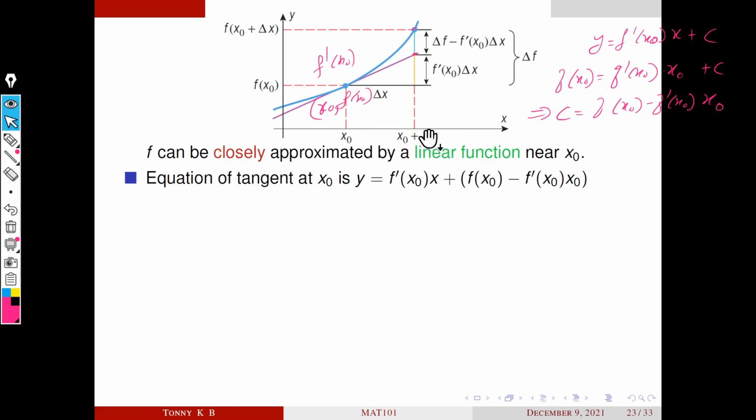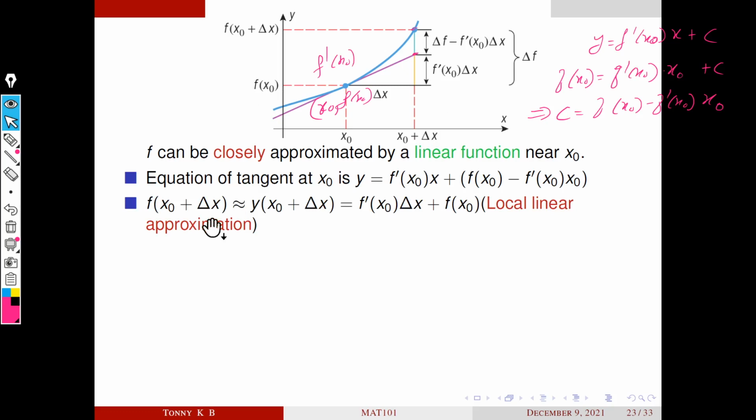Then you can approximate the value using the corresponding tangent value, because this tangent is known. So what is approximation? Approximation means we have to find f of x0 plus delta x. We don't know the value of the function. We assume that our function value is unknown. Then you can approximate this using the value of the tangent at this point. That is nothing but y of x0 plus delta x.